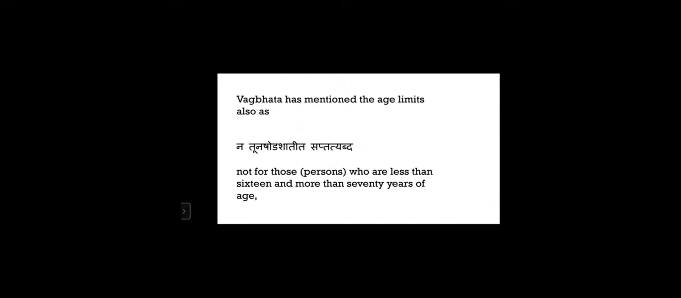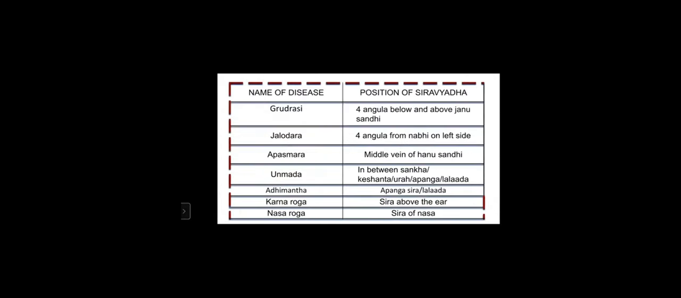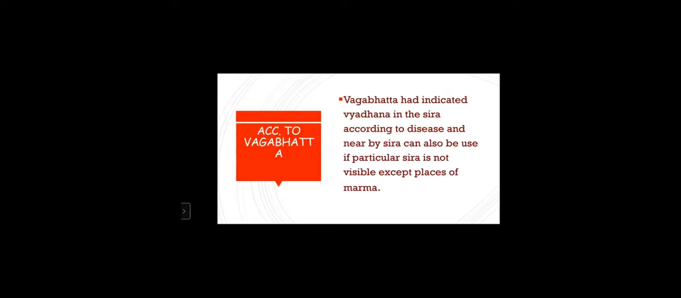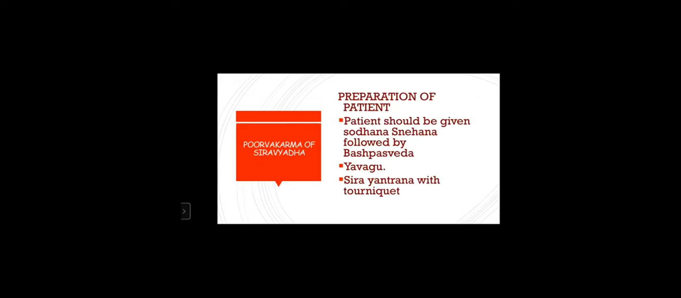In age also, below 16 we should not do, above 70 we should not do. Then indications according to the site are given. So many other diseases also, Vata Shonita, all are given. Just go through that, I will share it in the notes. Contraindications already explained. Then according to the Kala: na ati shite, na atyushne, na pravate, na cha avrede. So in all these conditions, we should avoid Siravedha.